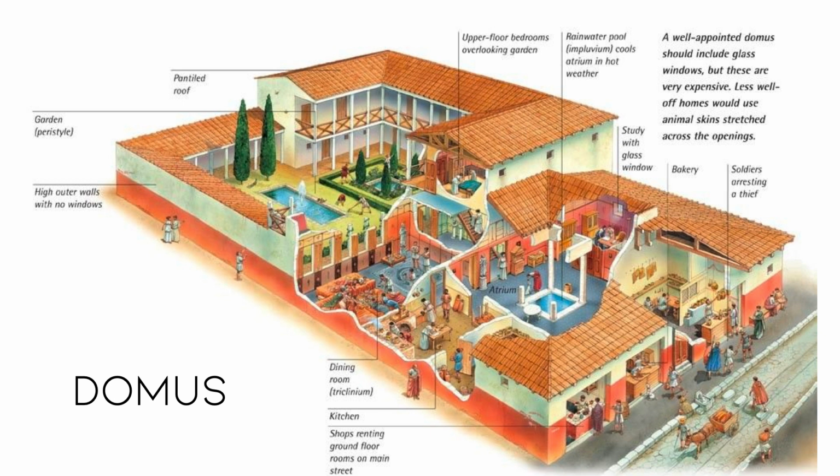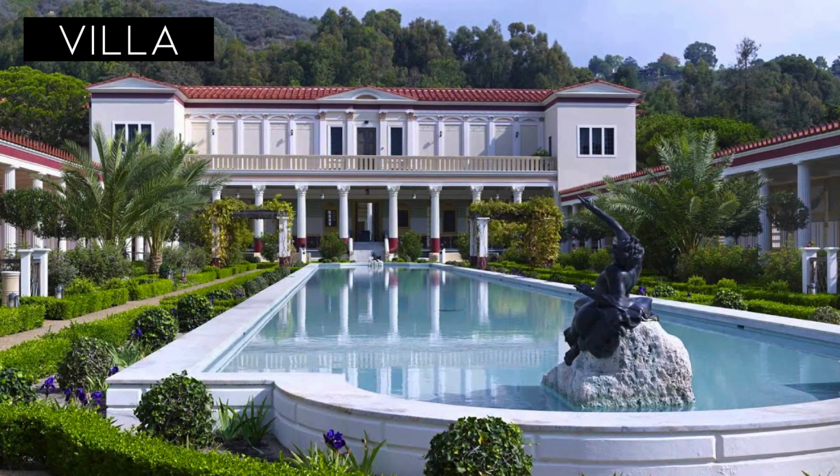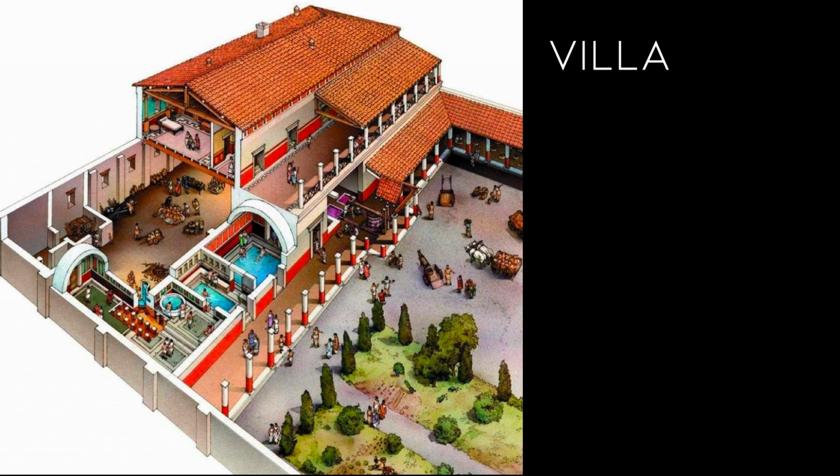But what if you had a lot of money, you really were wealthy, you could have a villa. And this was a country estate, basically like a domus, but usually much larger, much more significantly built, lots of ornate decorations, statues, water features, usually some agricultural fields or orchards associated with this construction here. And again, you can see this cross-section of the villa.